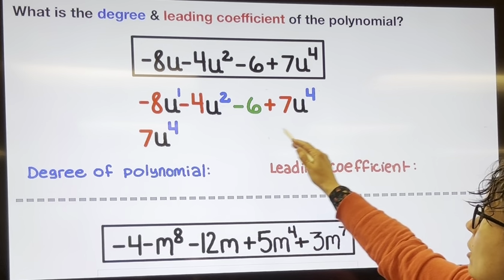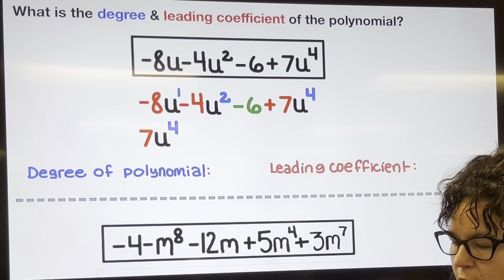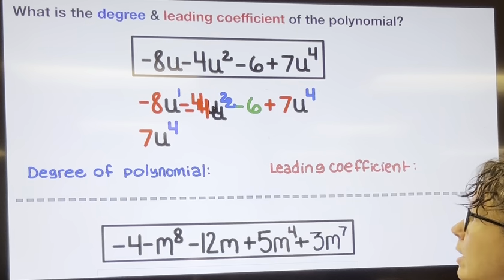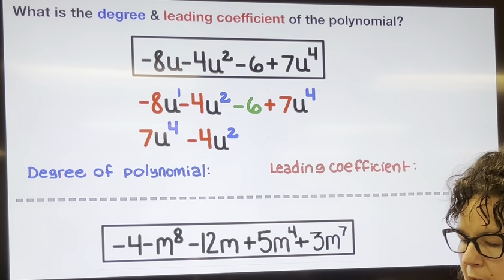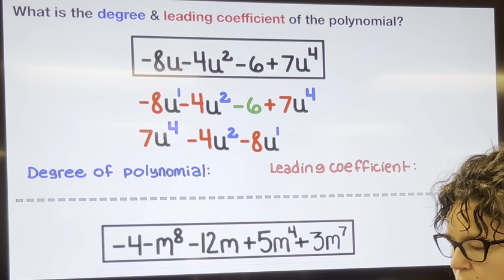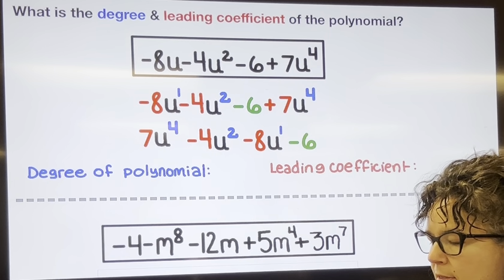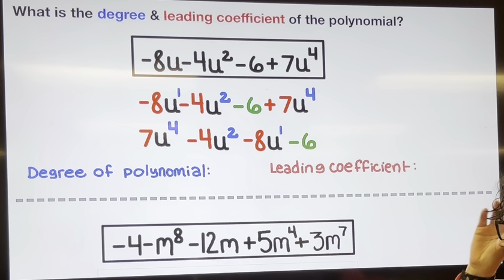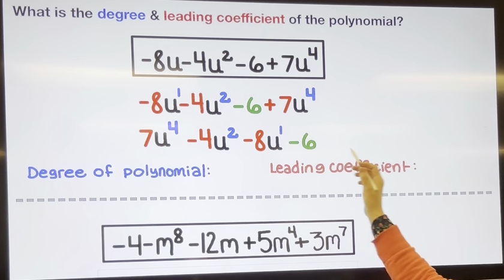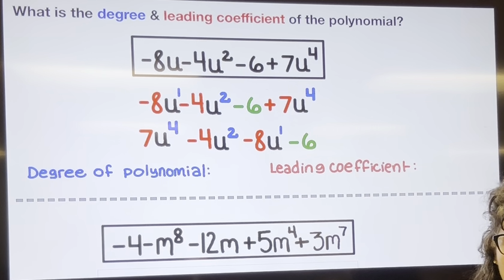Now I don't have any u to the thirds. And so then I'm looking for u to the second. So that's going to be this one right here. And then I have a u to the first power right there. And then lastly, this -6 is not with anything. So I have my -6. Okay, so the degree of the polynomial is whichever one is the biggest degree on any individual term. So the degree of this polynomial is 4, and the leading coefficient is the coefficient that goes with the biggest one. So that is going to be 7.